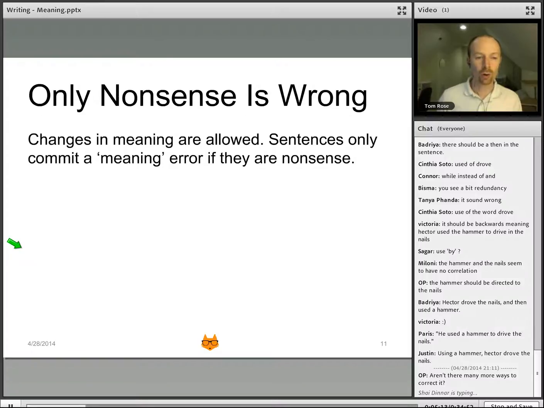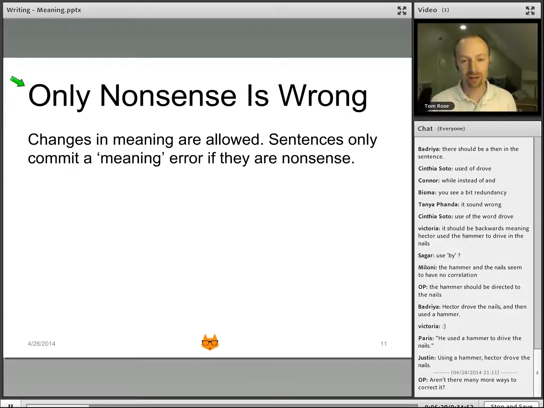Next, only nonsense is wrong, right? On the SAT, I've seen this listed in many places that people will say that changing the meaning is illegal, but that is not the case. There are plenty of examples in the official guide where the meaning changes from the listed answer choice. In fact, we're going to see a bunch of examples of this tonight, where the meaning changes from the original sentence to the correct answer. So it is completely acceptable to change the meaning of the sentence, and even with the change, it can still be correct. The only time a sentence is wrong for meaning purposes is if the sentence is nonsense.